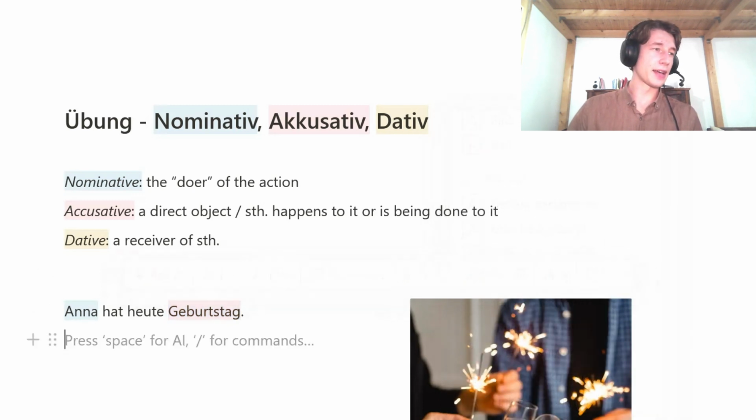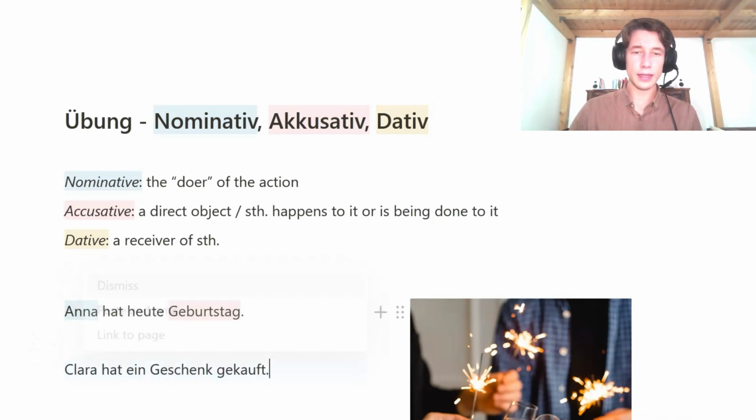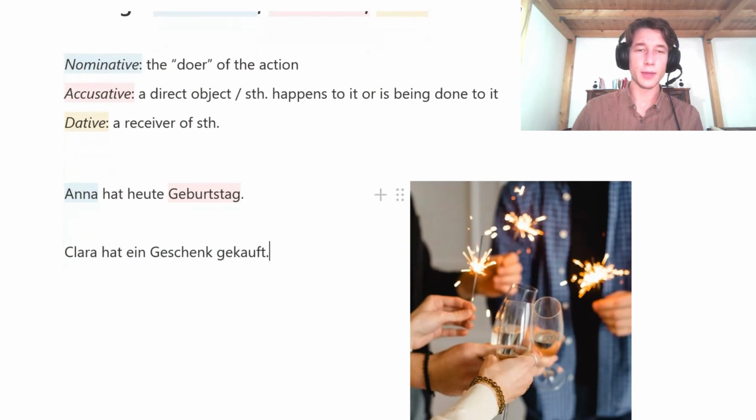Let's take a look at another sentence, maybe a little bit easier, the next one. So let's see what's happening on this special day. "Clara hat ein Geschenk gekauft." This means Clara has bought a present.